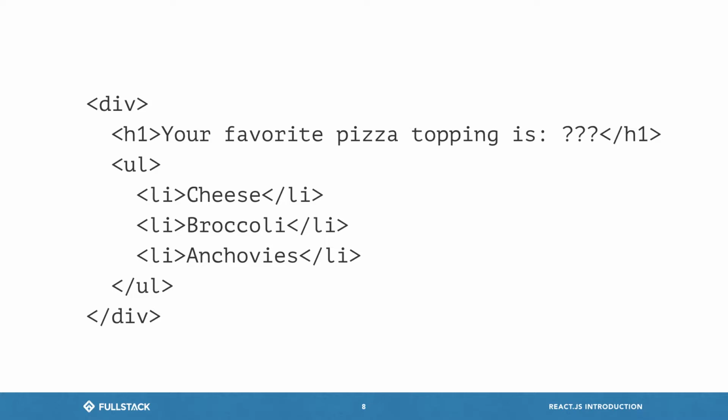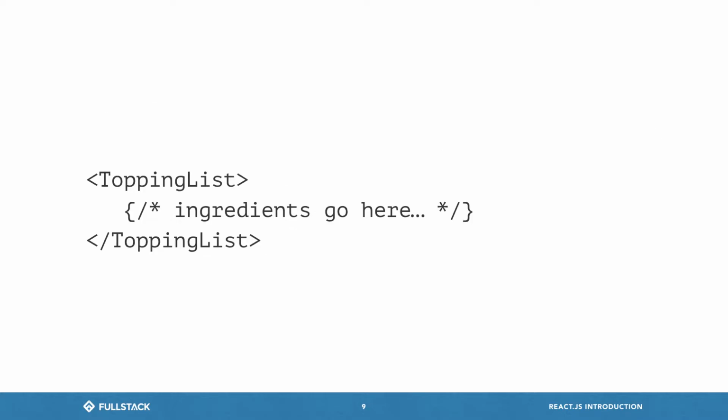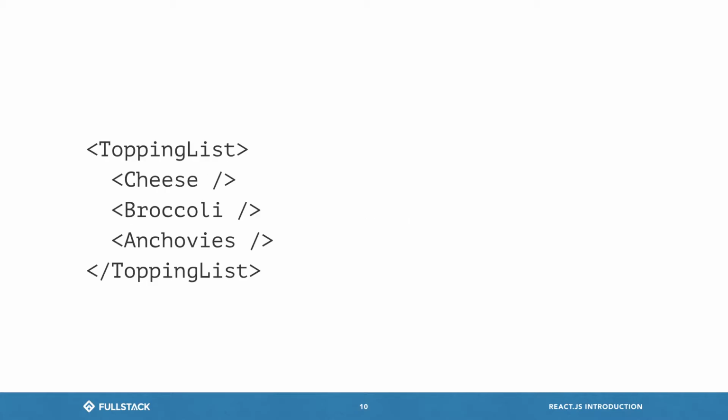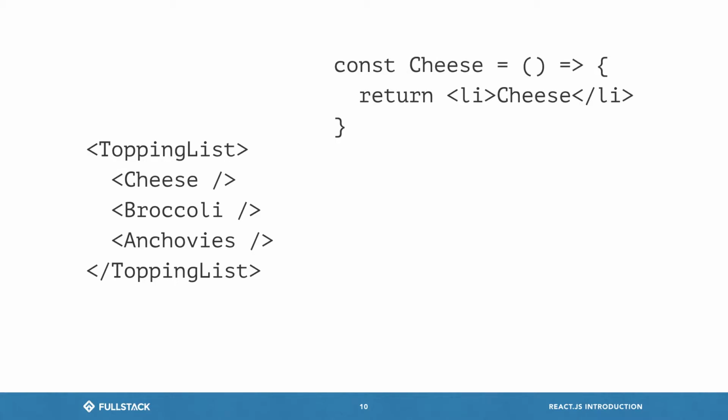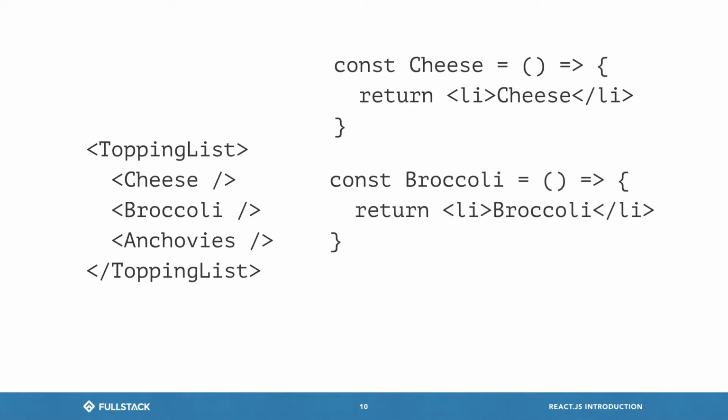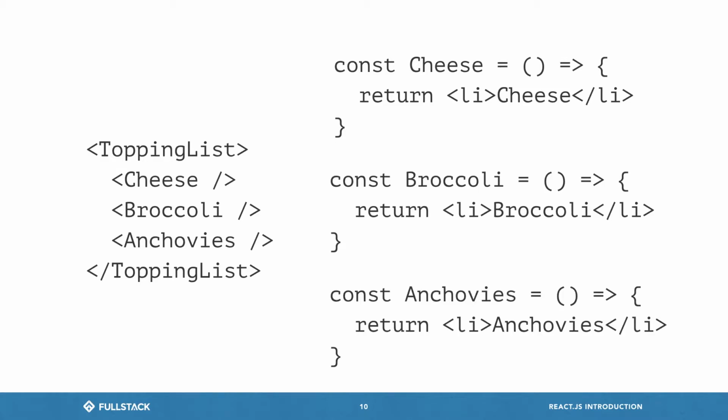So perhaps I have something called topping list. Inside of the topping list is where I want to put all of my different ingredients. So this is a component that I can use in multiple places. I want to have inside of that maybe some other components that represent each topping. So I might have a cheese component, a broccoli component, an anchovies component, because each of these is going to have a different view. So I have cheese, and it might return a list element with cheese. Broccoli returns a list element with broccoli. Anchovies, list element with anchovies. And if I had 7, 8, 10 of them, I'd have to have 7, 8, or 10 components.